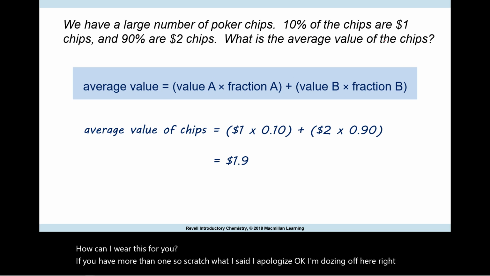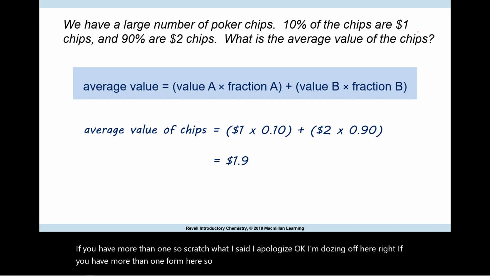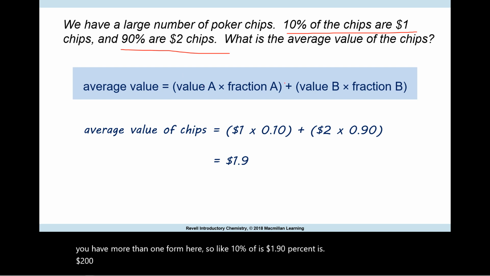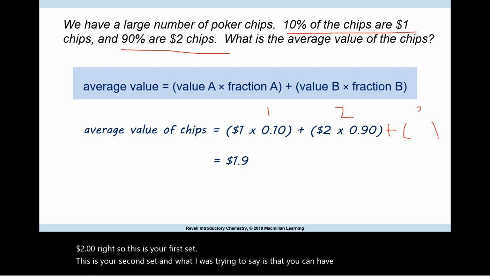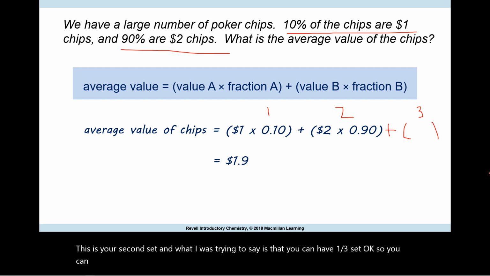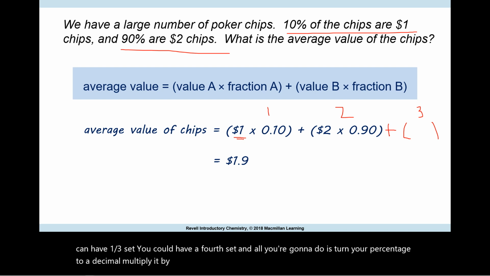All right, if you have more than one form here, like 10% is $1, 90% is $2, right? So this is your first set. This is your second set. What I was trying to say is that you can have a third set, you could have a fourth set, and all you're going to do is turn your percentage to a decimal, multiply it by whatever, in this case the money amount, and add them together, and that's the average value.